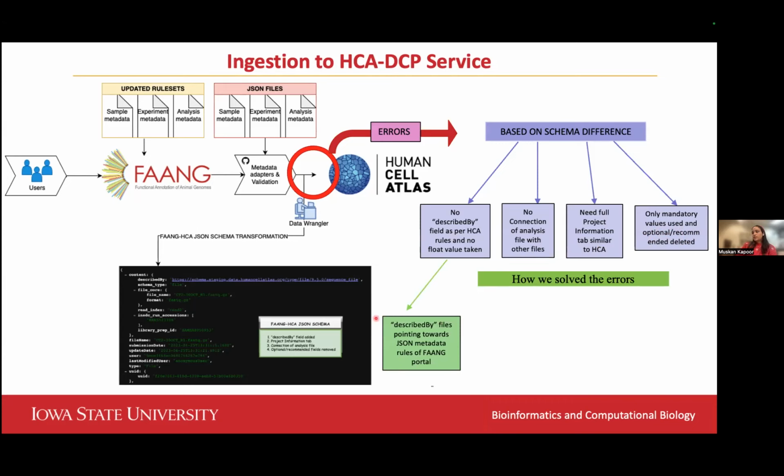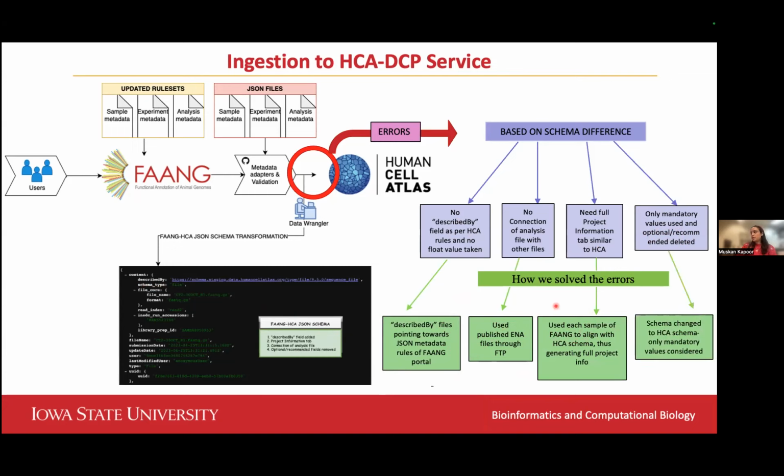First, we added described by fields pointing towards the JSON metadata rules of the FANG portal. Second, we used already published ENA files through an FTP command to establish a connection between all those files. Third, we used each sample as a project of FANG to align with the HCA schema, thus creating a full project information tab. And fourth, we changed the schema according to the HCA metadata schema so that only mandatory values are considered. As you can see, this is an example of FANG HCA JSON schema transformation.